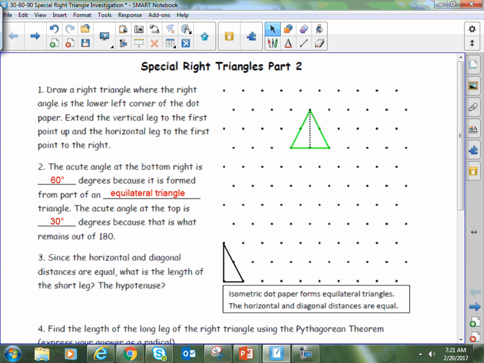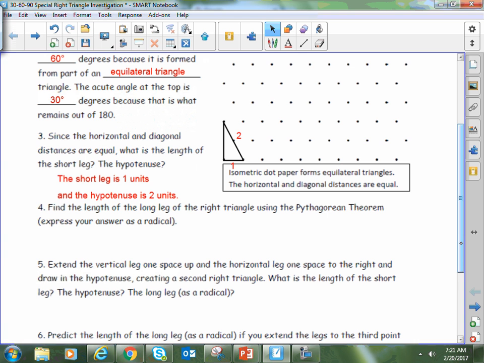So part 3, now that we know that the diagonal and horizontal distances can be counted the same, what's the length of the short leg and the hypotenuse? In this case, the short leg is 1, the hypotenuse is 2, and that means we can use the Pythagorean theorem to find the length of the long leg. With the hypotenuse of 2 and a short leg of 1, I get the long leg to be the square root of 3 units long.